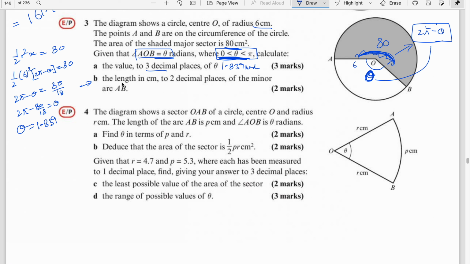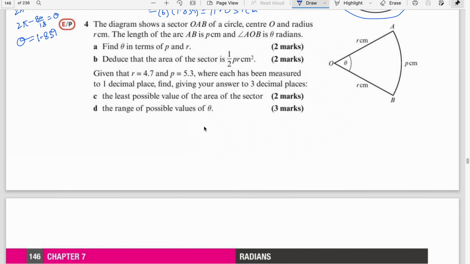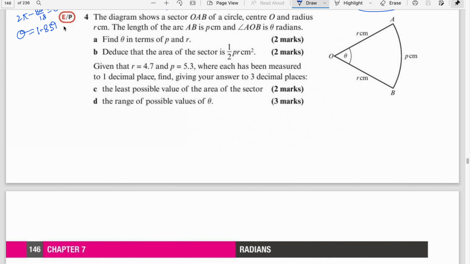B part is the length in centimeters, to 2 decimal places, of the minor arc AB. So S = Rθ, where the radius is 6, and we just got the value of θ, that is 1.839. So the arc length is 11.034 centimeters. Next question.